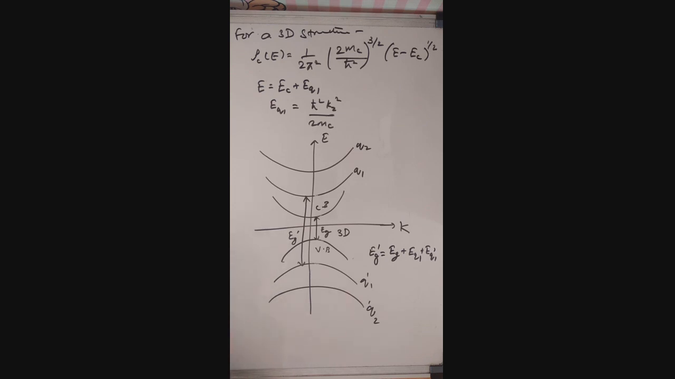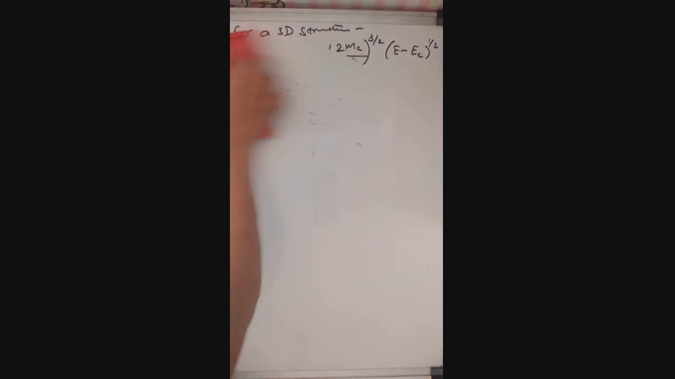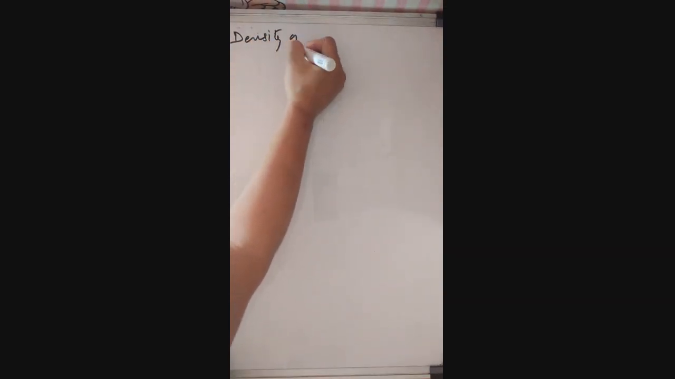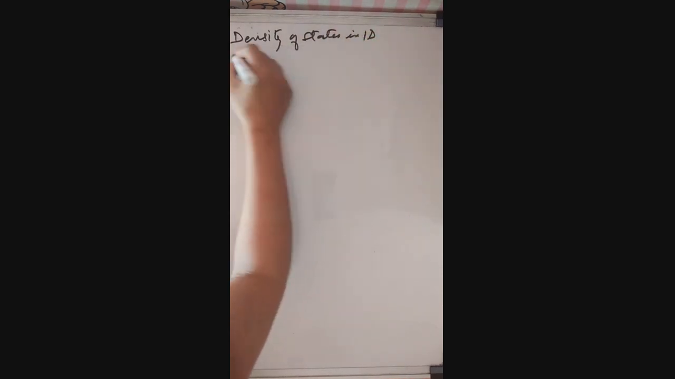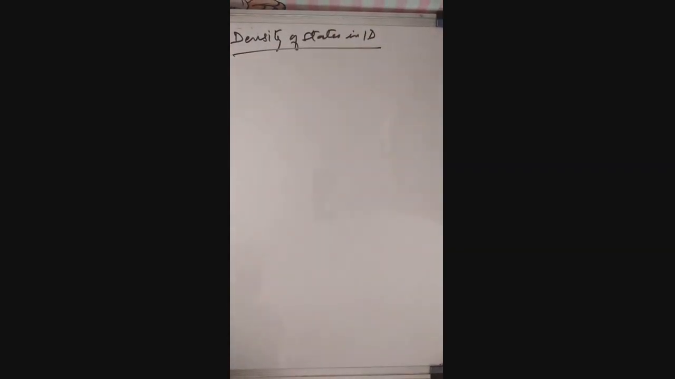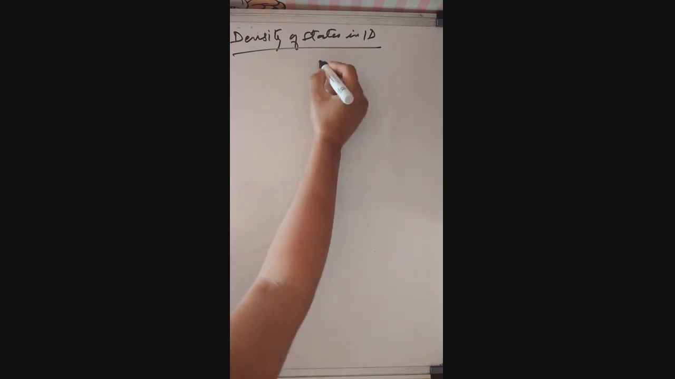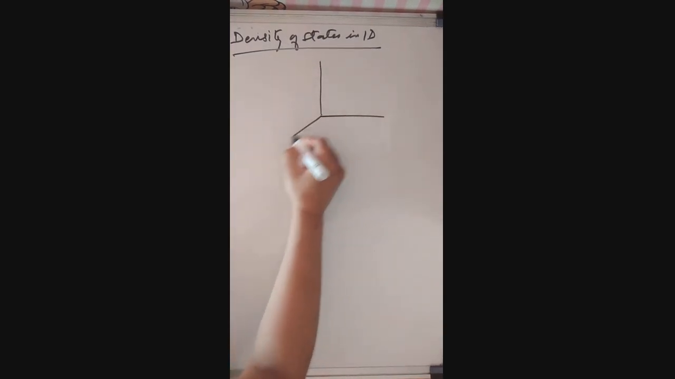Here we complete our 2D structure. Next will be density of states in a one-dimensional structure, so we'll be doing it now. Density of states in 1D. We'll do this in short because we have already discussed 3D and 2D in detail. In going to 1D, we are just reducing one more dimension.